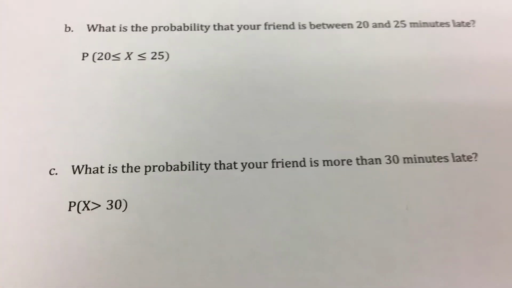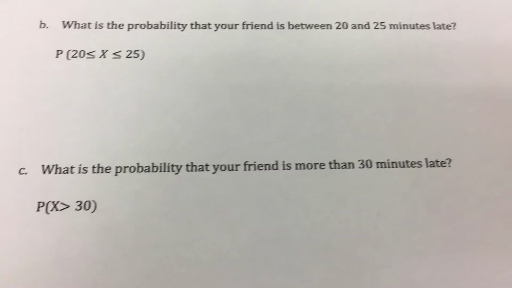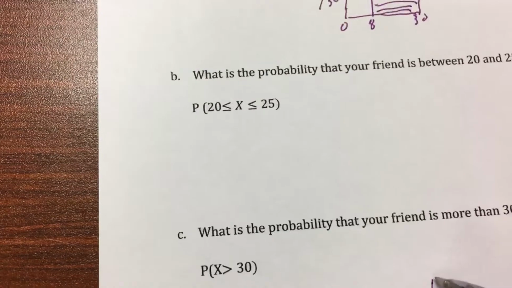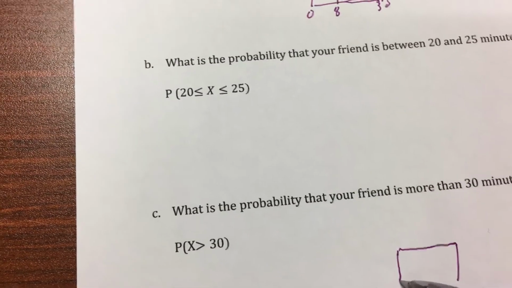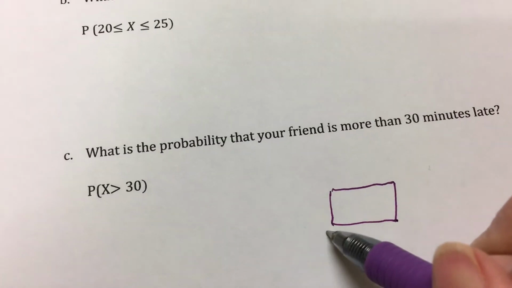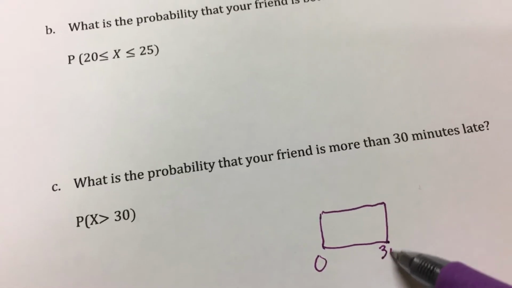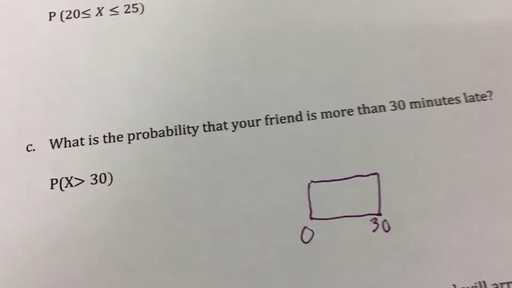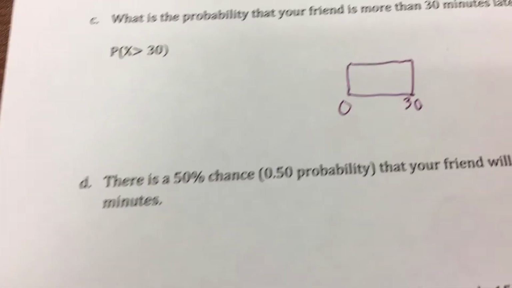Now, on part C, it asks you, what's the probability your friend is more than 30 minutes late? Let's look at this. Here's your picture. We've got 0, we've got 30. It asks you to tell greater than 30. Well, that's not even in the box. So what is your probability? You figure that one out.